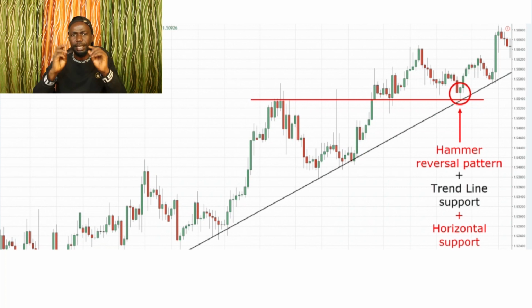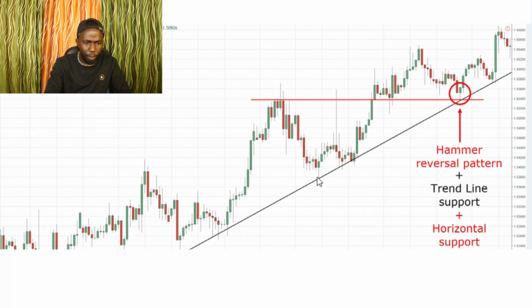Like I said, you just need two lows for you to be able to connect a trend line. This is the first low and this is the second low. So once you're able to connect these two lows, you can now extend the trend line to the future. So you're now waiting for price to make a pullback to the trend line for you to take action. Now you can clearly see that price makes a pullback to the trend line, got rejected.